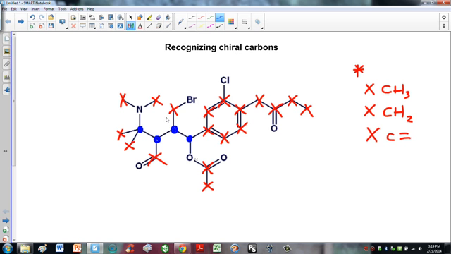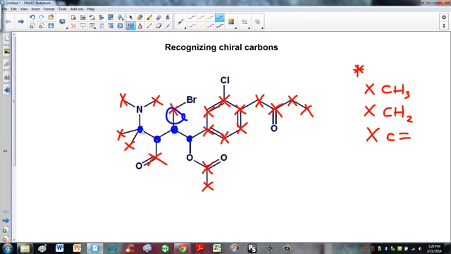We aren't going to look at this oxygen because it's not a carbon. We aren't going to look at this nitrogen because it's not a carbon. Anyway, so we got 4 blue dots, and we have to figure out, are each of those chiral or are they not? They're the only ones that could possibly be.